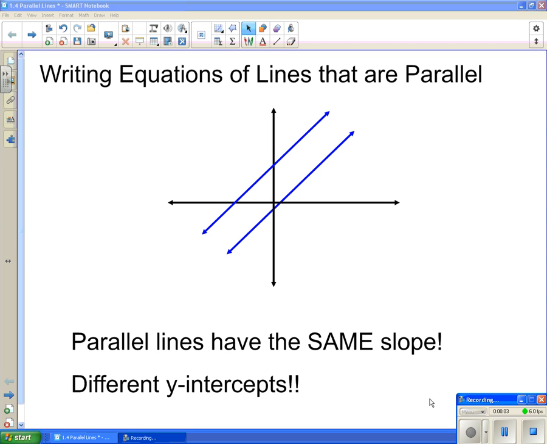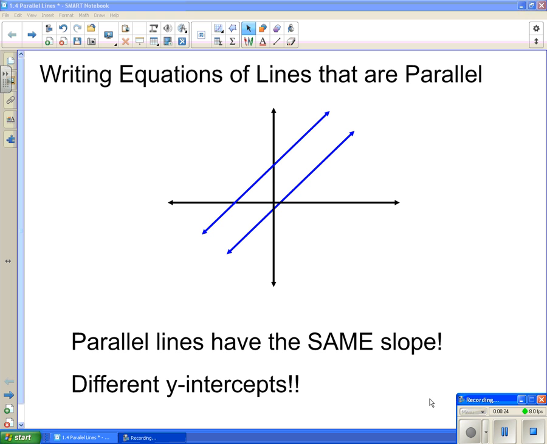Today we're going to talk about how to write the equation of a line that is parallel to a given line. Here is an example of two lines that are parallel. Notice these lines have the same slope and different y-intercepts. Lines that have the same slope are parallel. If they're parallel, they will never intersect. And they also have different y-intercepts.